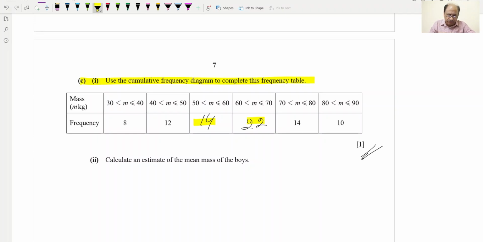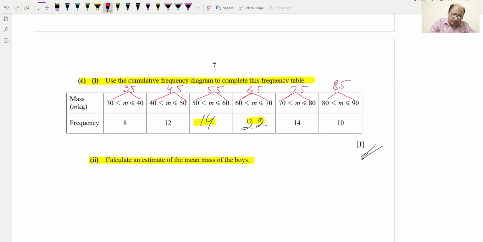Now part B, the second part: calculate an estimate for the mean mass of the boys. For the mean mass, we will be checking the midpoint of each class width. The midpoints are 35, 45, 55, 65, 75 and 85.